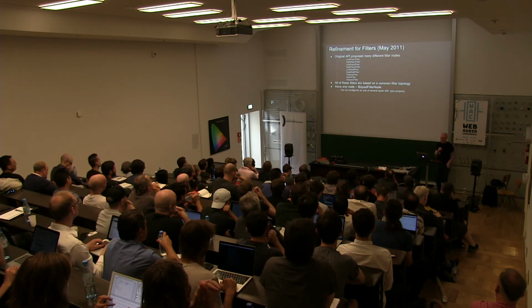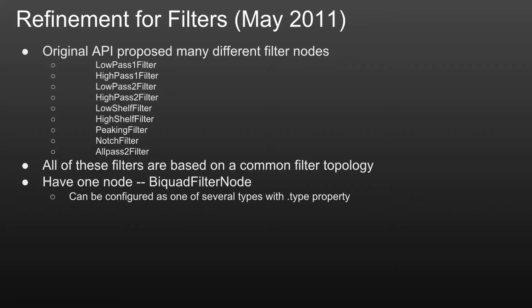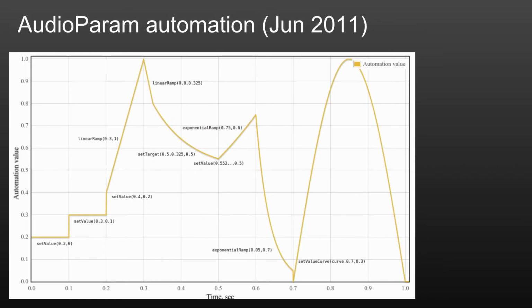So in May of 2011, I saw that we had separate nodes for the filters. There were all these different nodes for low pass filter 1, low pass filter 2, low shelf filter, high shelf filter. And it was just too many nodes all doing filters. So I thought, let's just simplify it and make one filter node, the biquad filter node, that can be configured to any of those filter types. So that was a simplification without losing any power. And that's just showing the biquad formula, because under the hood, all of those filter types are implemented using the same equation. The coefficients are just changed.